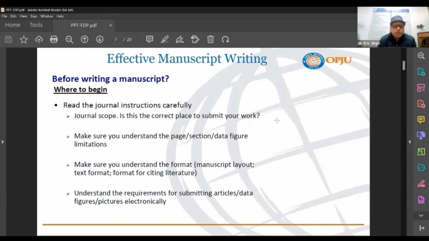Understand the requirements for submitting articles, data, figures, and pictures electronically. They also want you to submit it electronically. Then you need to have an account. You need to register for that particular journal and have an account, and you will submit your manuscript through electronic media.